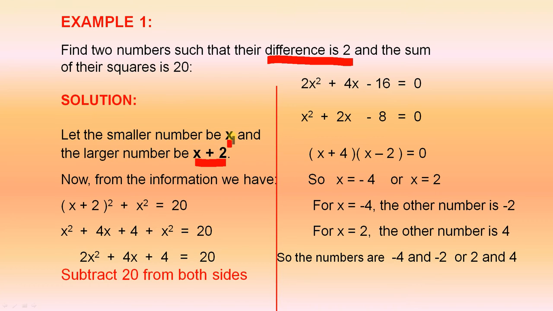So you substitute x equals minus 4 there. So minus 4 plus 2 gives you minus 2. So that's why the other number is minus 2. And when x equals 2, 2 plus 2 gives you 4. So the numbers are minus 4 and minus 2. So there's one possibility, or 2 and 4. So that's an example of how you use a quadratic equation to solve that problem.